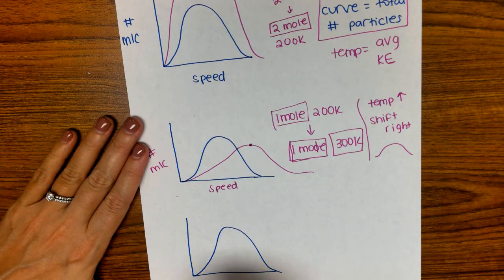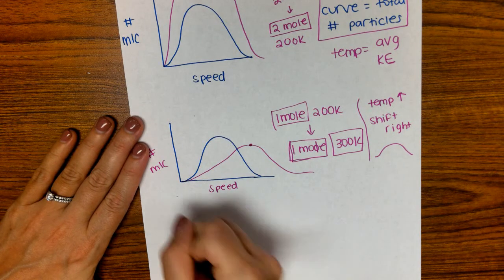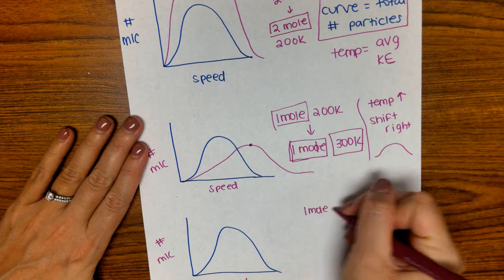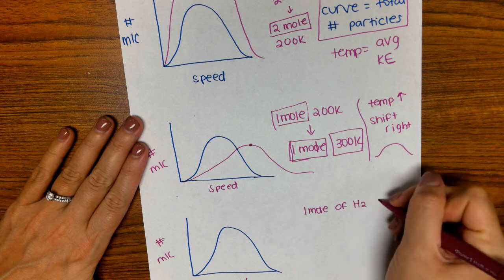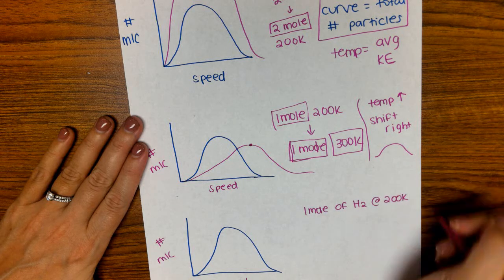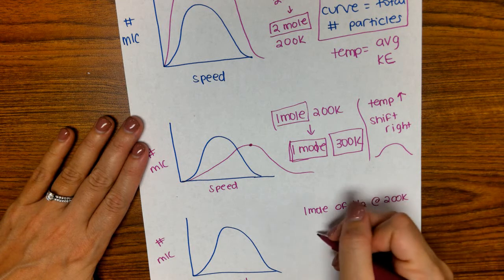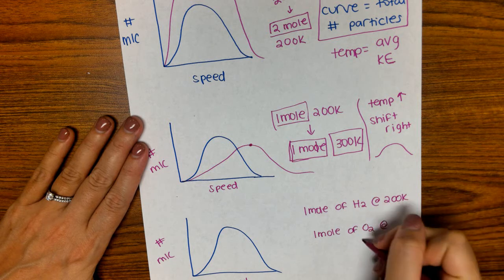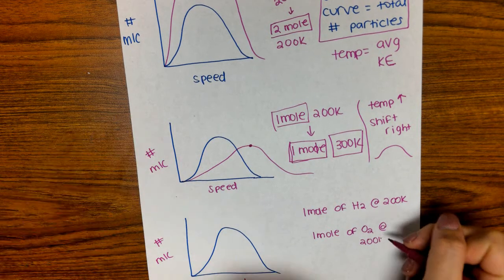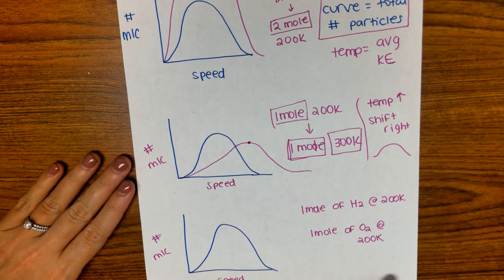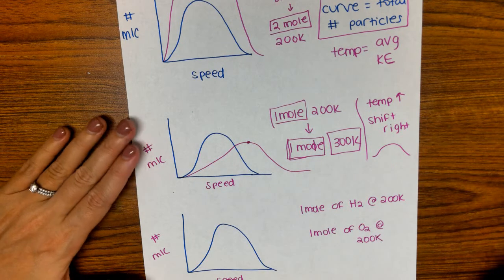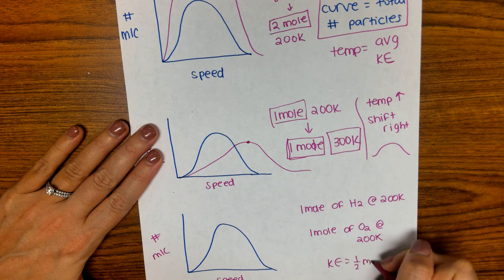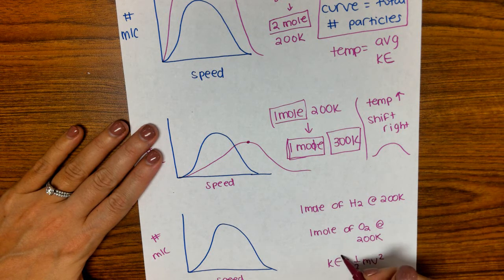And then let's do another one. Speed, number of molecules, and this time let's say I have a mole of H2, and this is H2 at 200 Kelvin. And then I wanted to know what it would look like if you had a mole of O2 at 200 Kelvin. Now to figure this out, temperature is the same, which means average kinetic energy is the same. And if we think about our equation, KE equals 1/2 mv squared, so this number is staying the same.